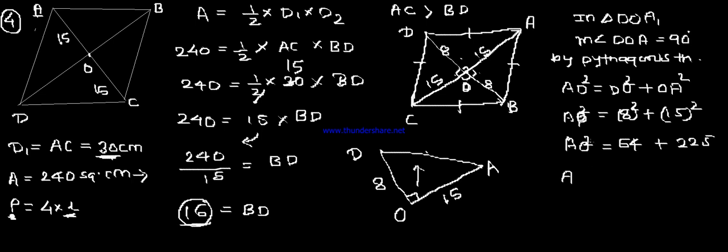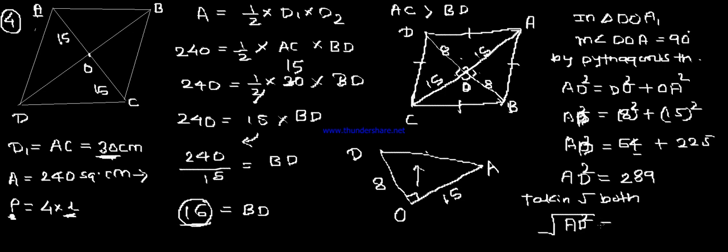this is your AD. After the addition, what we will get? We'll get 289, and this is nothing but the square of 17, right? So here we will say taking square root on both side, right? So because of this thing, the square and square root will get cancelled. So here the value of AD will get as 17 centimeter, or whatever the unit they have mentioned.